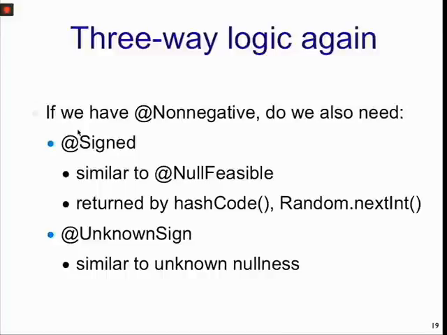If we want to have non-negative, we also want to be able to talk about a value that could be either positive or negative, or 0, right? So for example, hash code and random.nextInt return something that's signed. Unknown sign would be similar to unknown nullness. So with nullness we had non-null, worry about it being null, and I'm not going to tell you. And with signed, we have non-negative, worry about it being negative, and I'm not going to tell you. Right? And this is a pattern that comes up when we look at a lot of these things that I think you might want to express.